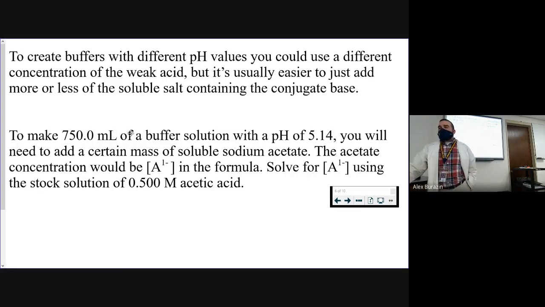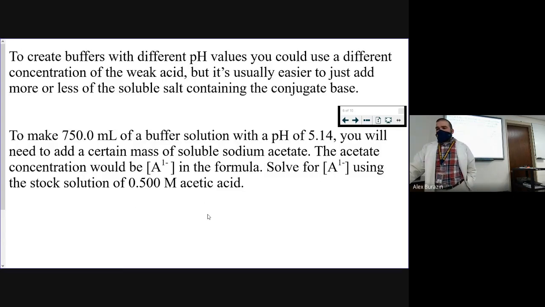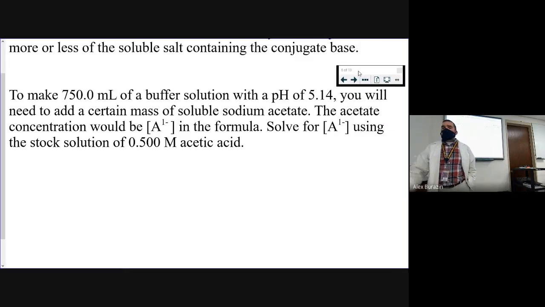So to make 750 milliliters of a buffer with a pH of 5.14, you will need to add a certain mass of soluble sodium acetate. The acetate concentration would be the A1 minus in the formula. Solve for A1 minus using the stock solution of 0.5 molar acetic acid. What I'd like us to do is make a buffer with a pH of 5.14. Our materials available are 0.5 molar acetic acid and solid sodium acetate. Okay, so this is a buffer. We can use the Henderson-Hasselbalch equation.